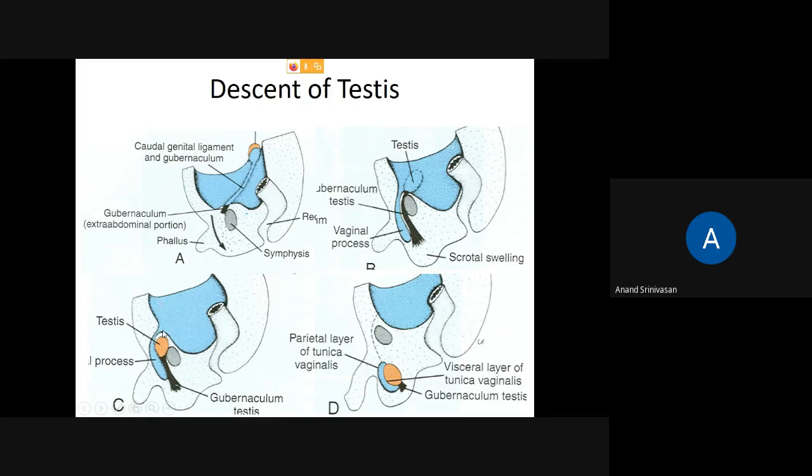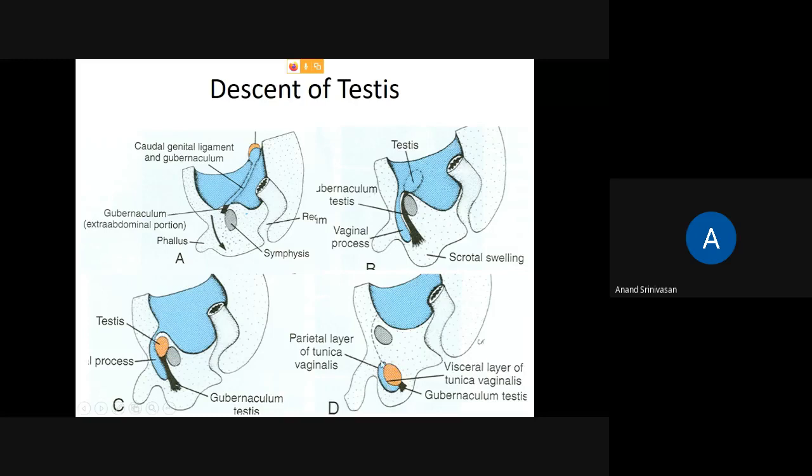So what happens when the testis is descending? A part of the peritoneum is brought along with it. Initially, the testis is present here in the abdomen. It is developing in the abdomen, and slowly it is brought into the scrotum. When it comes down, it also brings a layer of peritoneum along with it, and this forms the covering of the testis.